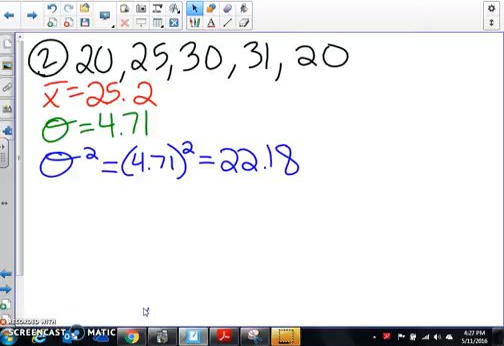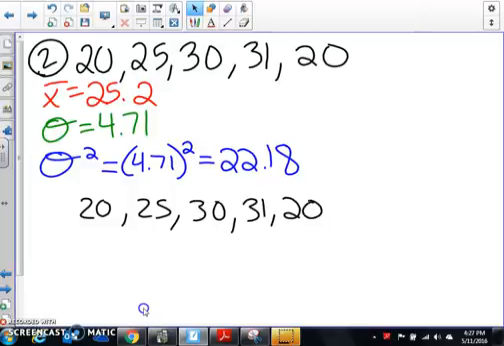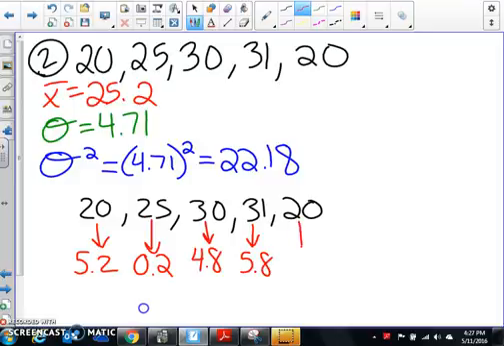Okay, and then now we got to find the MAD, which means we got a little bit of work. So we already found our average, so now we're going to take our average, and so 20, 25, 30, these are just our first numbers. We have to find the difference between each number and our mean. Okay, so 20 is 5.2 away from 25.2. It's 0.2 away from 25.2. This one is 4.8. This one would be 5.8. And then 20 is 5.2 away.